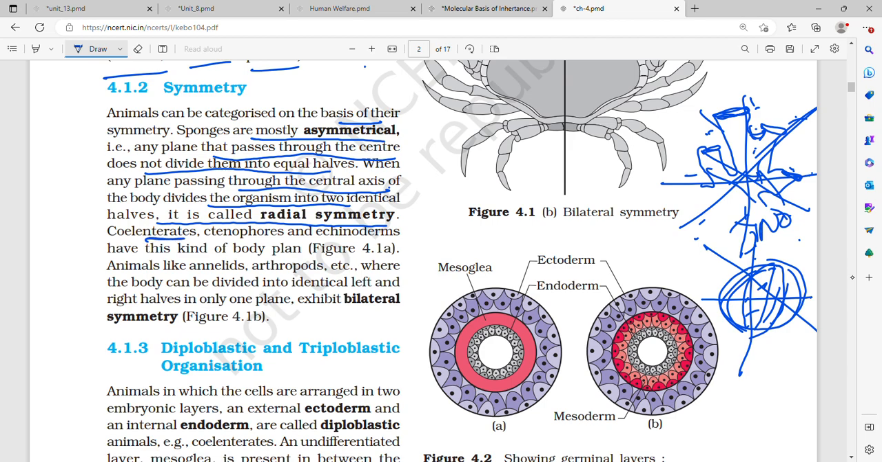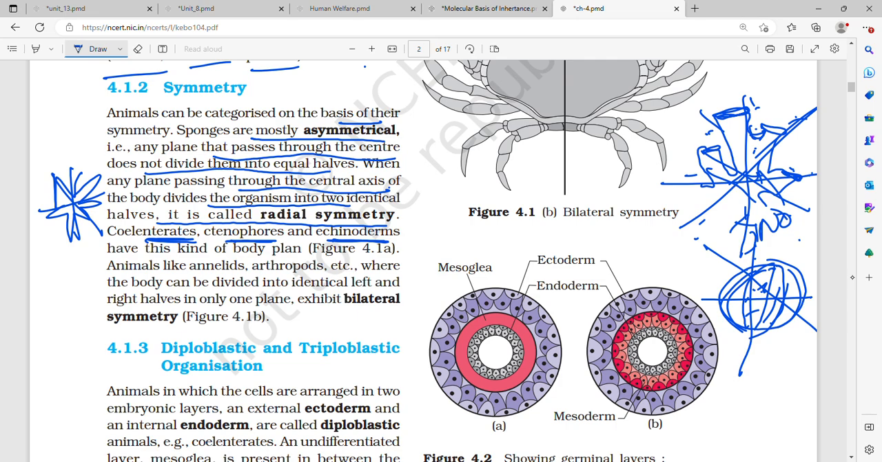It can be seen in Coelenterata or Cnidaria. Then it can be seen in Ctenophora, which I was actually trying to draw, failed miserably. So in Ctenophores, and in Echinodermata, your starfish, they are all radially symmetrical. No matter how many planes you pass, any plane you pass through, you are always going to get two equal halves. That is called radial symmetry.